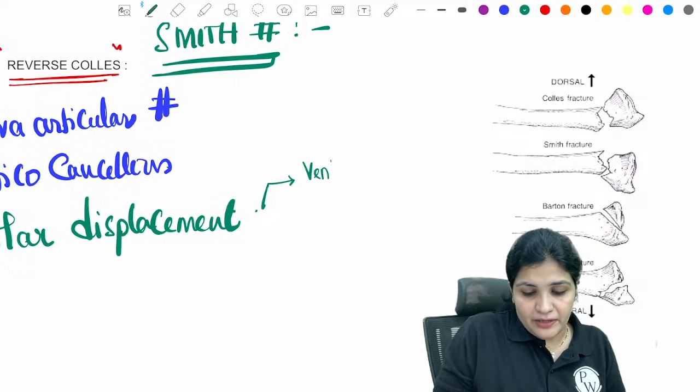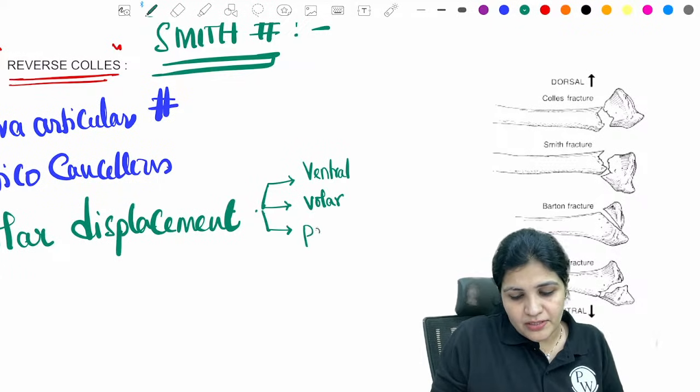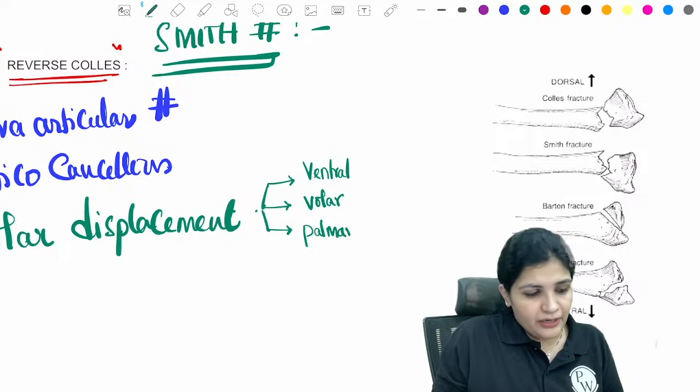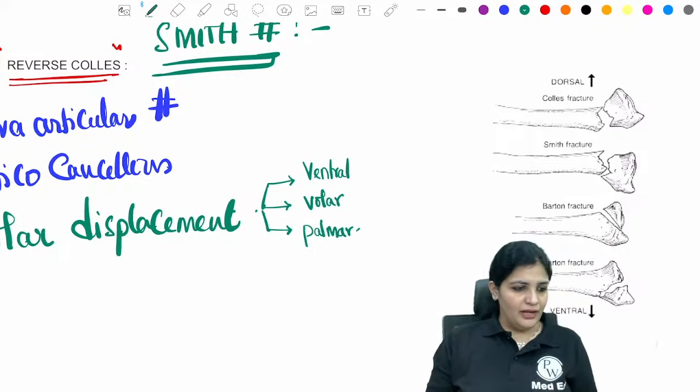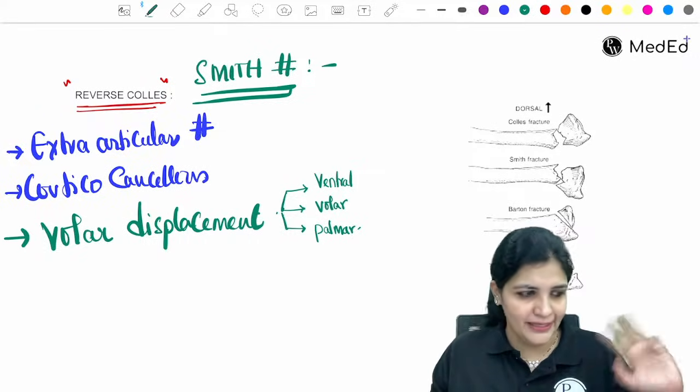So if it is a ventral, if it is a volar, or if it is a palmar. Okay, you have got confused with the word volar. Oh, sorry then. So volar is nothing but ventral and palmar. All three are the same, right?